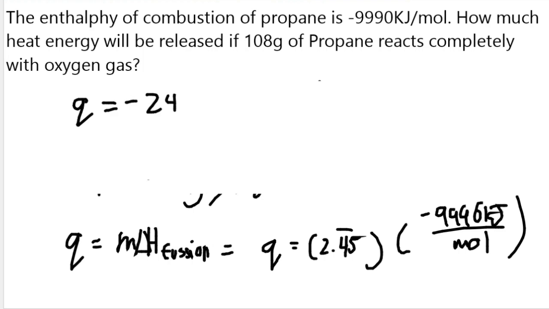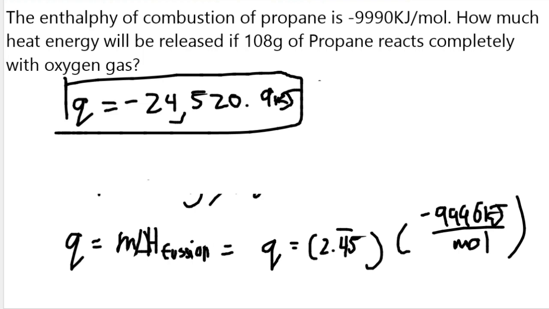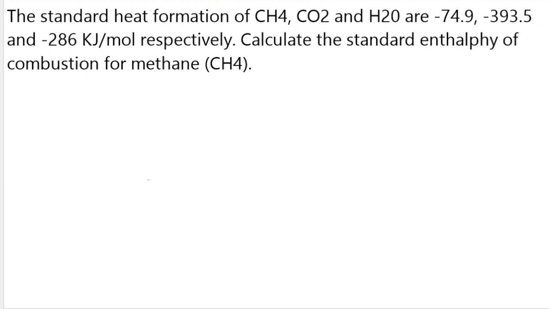Okay, so the energy that is released is negative 24,520.9 kilojoules. We have a negative sign because it was released, so it is an exothermic process. So that was a lot of energy.